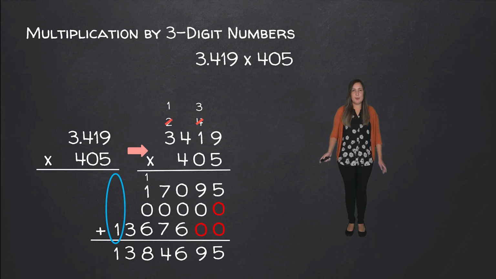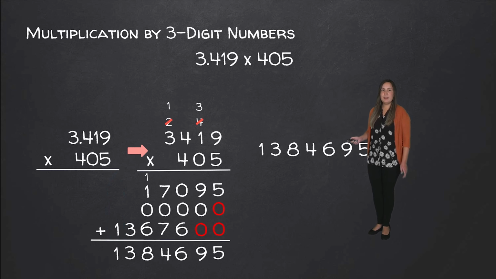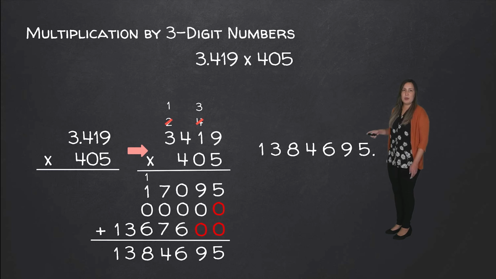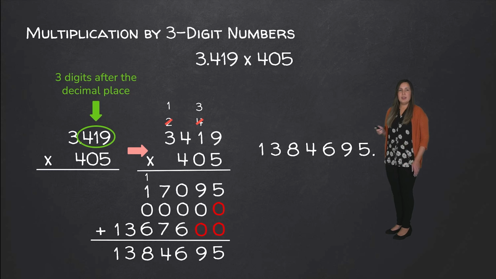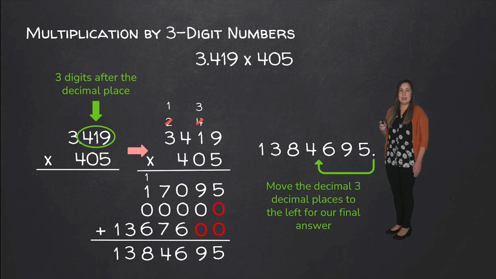So we're going to take that bottom value and rewrite it. And then at the very end, we're going to add a decimal point. Now we're going to look at our original problem and see how many numbers we have after the decimal place. And in this case, it is 3. So that means we're going to take this decimal and move it 3 decimal places to the left to get our final answer. So 3 and 419 thousandths times 405 is equivalent to 1,384 and 695 thousandths.